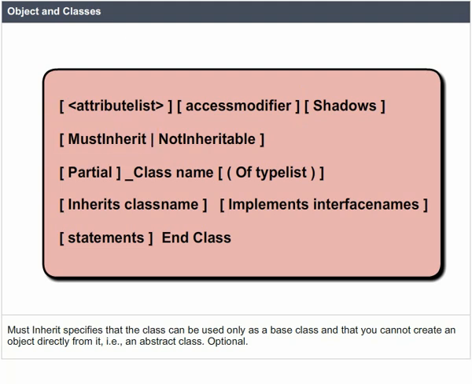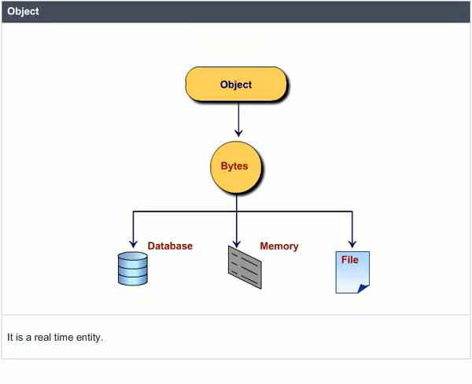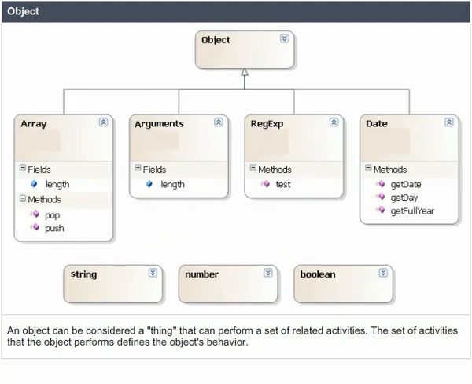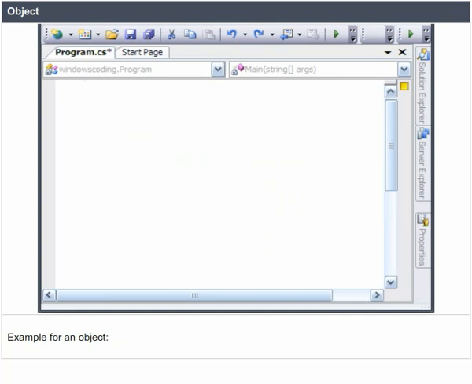Optional. Object. It is a real-time entity. An object can be considered a thing that can perform a set of related activities. The set of activities that the object performs defines the object's behavior. In pure OOP terms, an object is an instance of a class. Example program for an object.